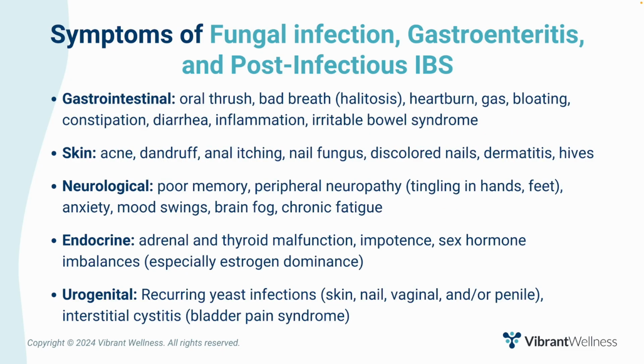Which patients benefit from this test? Well, conditions, signs, and risk associated with fungal infections, gastroenteritis, and post-infectious IBS include gastrointestinal symptoms like gas, bloating, constipation, and diarrhea. Skin symptoms like acne, dandruff, anal itching, and nail fungus. Neurological symptoms like poor memory, anxiety, mood swings, and brain fog. Endocrine symptoms like estrogen dominance, and urogenital symptoms like recurring yeast infections and interstitial cystitis.